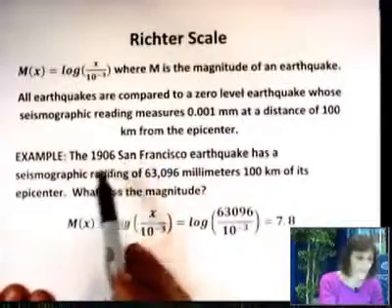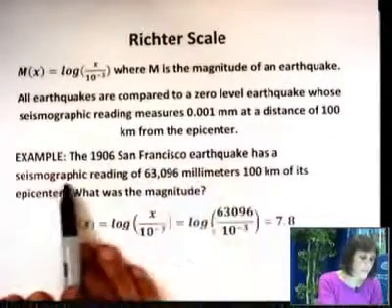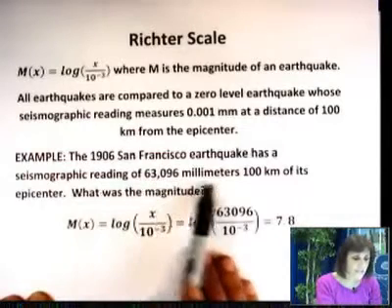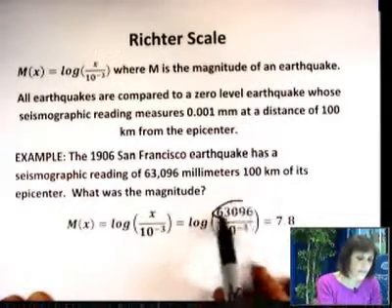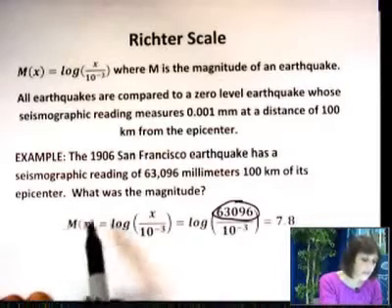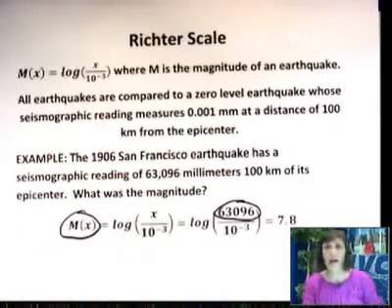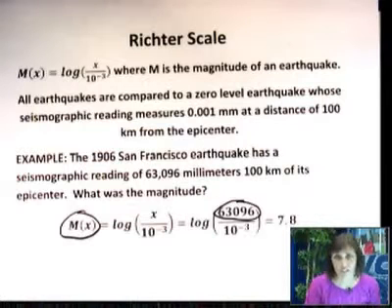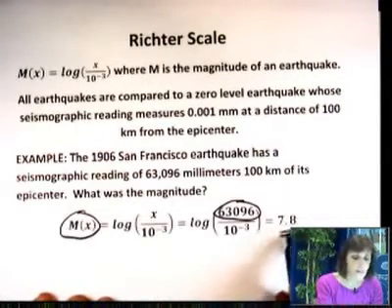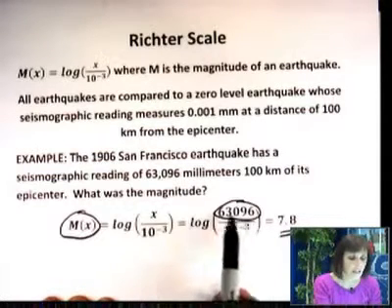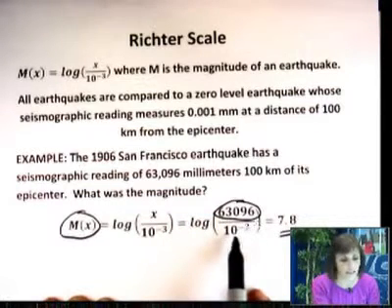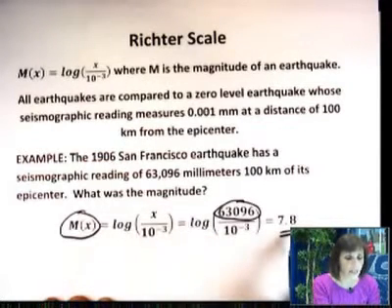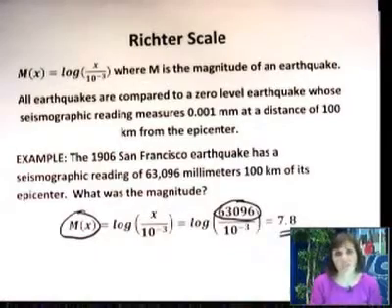Here is the example. The 1906 San Francisco earthquake has a seismographic reading of 63,096 millimeters, 100 kilometers from its epicenter. What did they just give me? They gave me this. What was the magnitude? They're asking this. And this is the one that you hear, oh, Richter scale of 6, 7. But look at it. This one was very, very high, 7.8. Plug it in: you're going to put log of 63,096 divided by 10 to the negative third, and then take the log of that. You're going to end up with 7.8. That is a very strong earthquake.